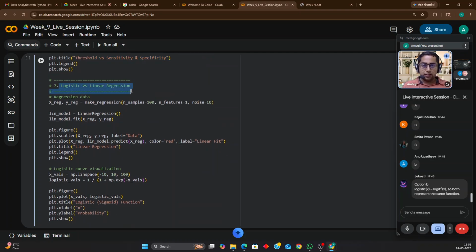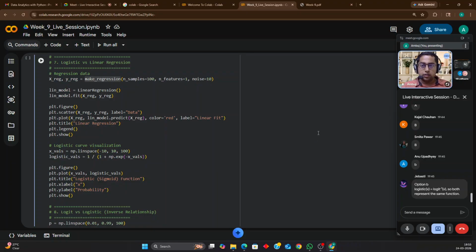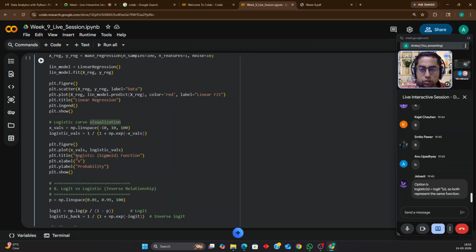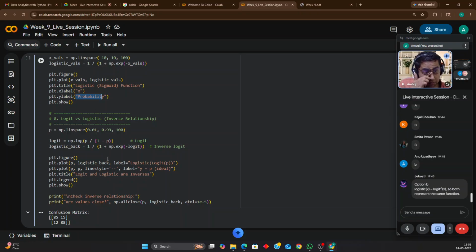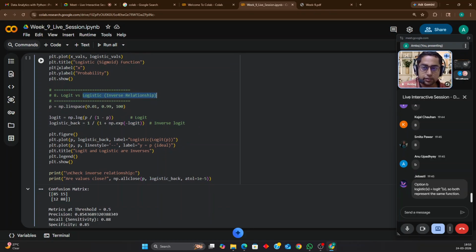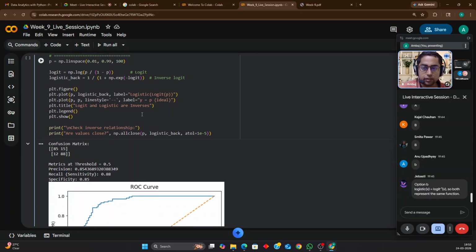Then logistic versus linear regression I have given. Try to make the comparison. The linear regression model as well as the logistic curve visualization I have performed. So the logistic sigmoid function you try to see, then X, then probability. That we have done. So np.linspace. This particular statement I have used to fit the logit and logistic regression relationships. The inverse relationships I have tried to plot. I have told you that one function is the inverse of the other.